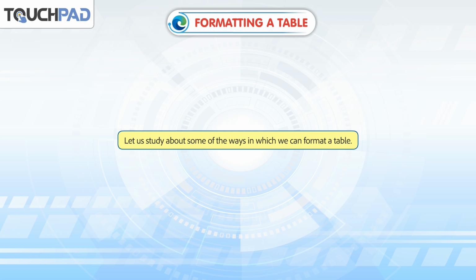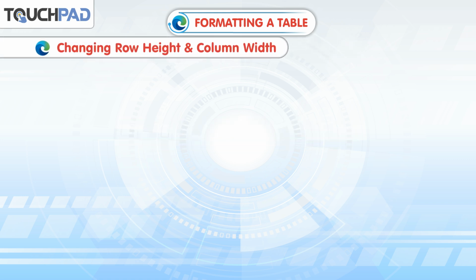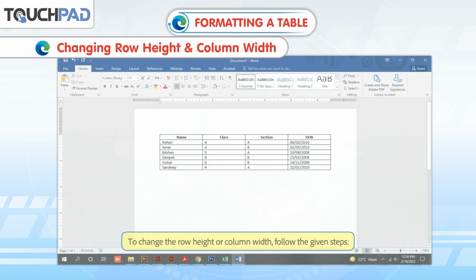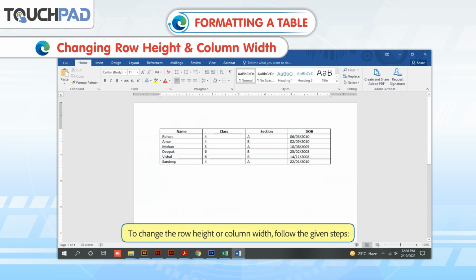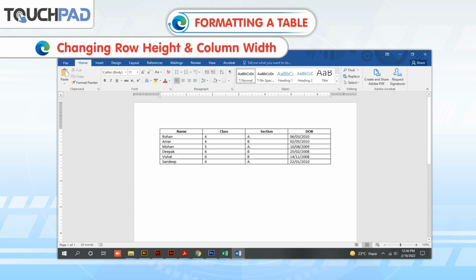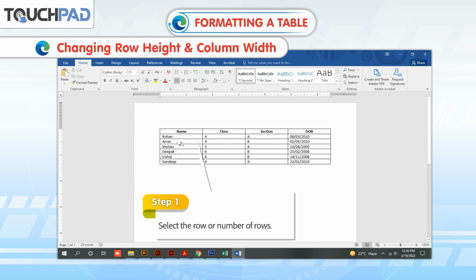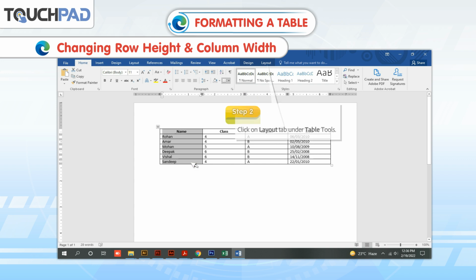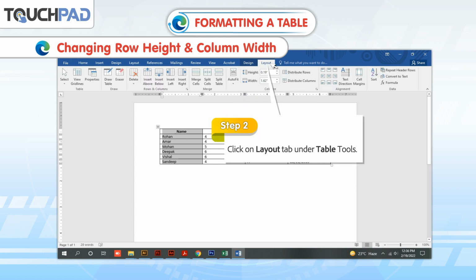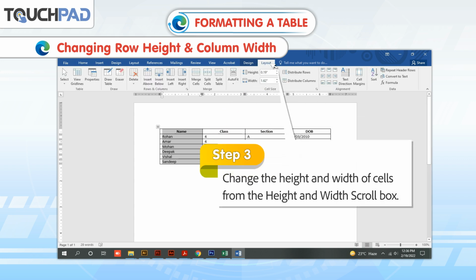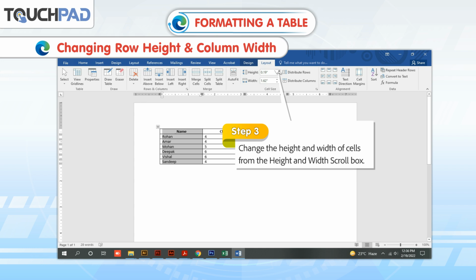Let us study about some of the ways in which we can format a table. Changing row height and column width. To change the row height or column width, follow the given steps. Step 1. Select the row or number of rows. Step 2. Click on Layout tab under Table Tools. Step 3. Change the height and width of cells from the Height and Width scroll box.